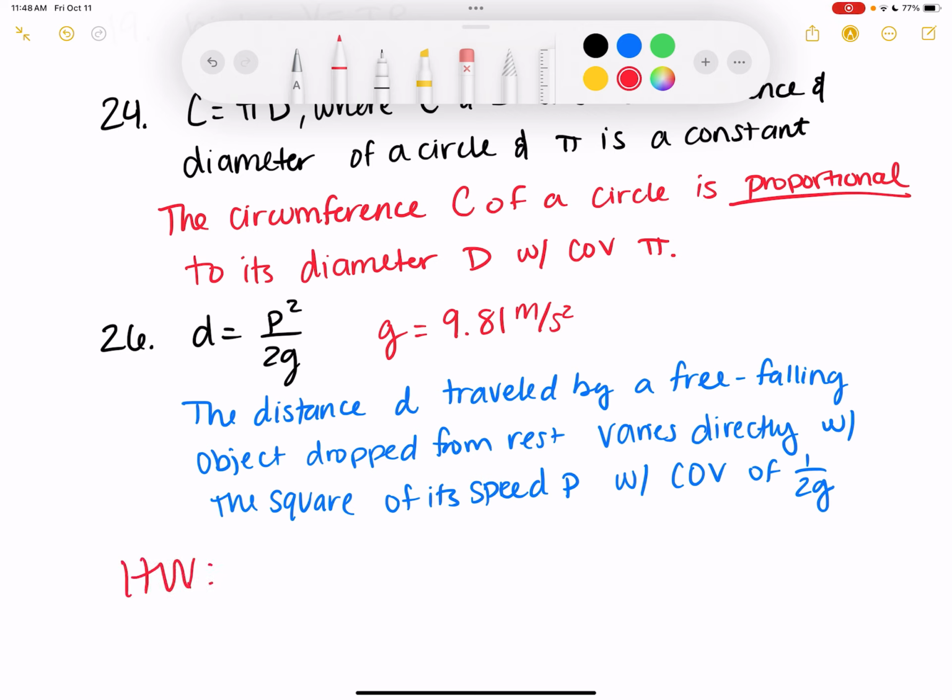So the problems are going to be 1, 3, 9, 15, 17, 19, and 21, and then 23 and 25.